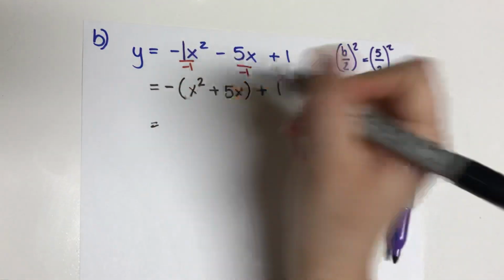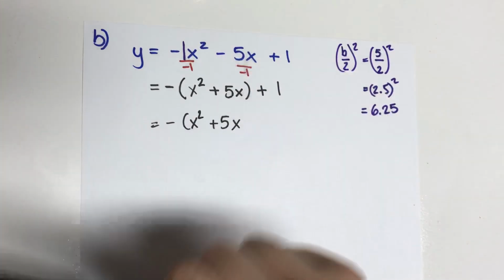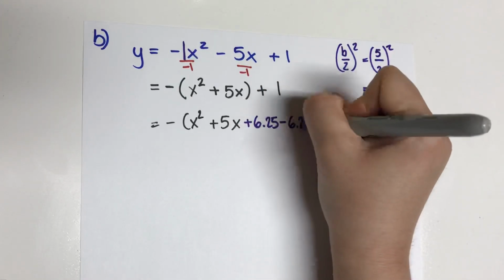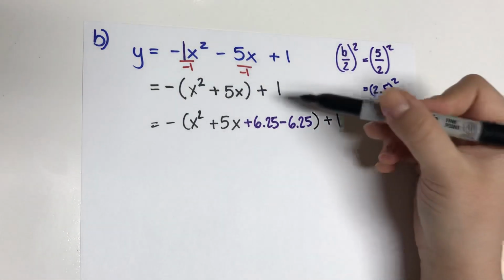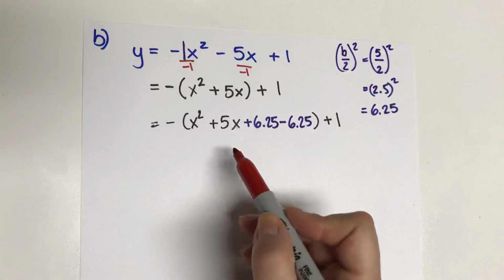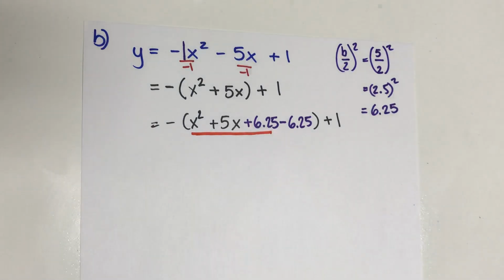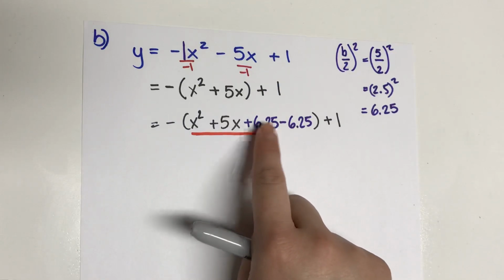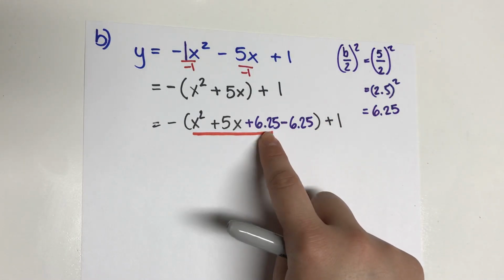So I'm going to write everything the same way, except after the 5x, I'm going to write plus 6.25 minus 6.25. That's going to be inside the brackets, and then outside the brackets, I still have +1. I have my perfect square trinomial right here. Because that's what these steps are going to give you, even though we can't always tell just by looking at this number here when it's a decimal, but because of these steps, I squared something to get this number, which means it has to be a perfect square.